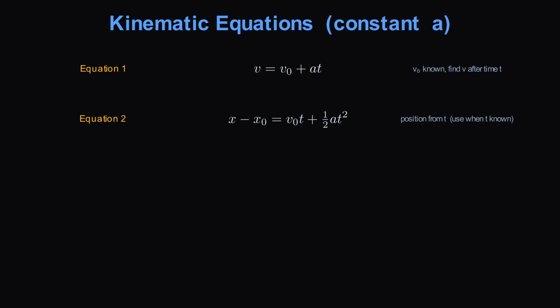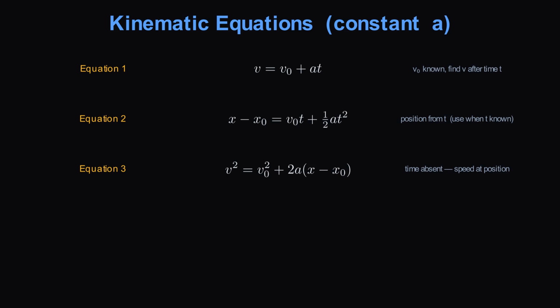Equation 1. v equals v0 plus a times t. This is just the definition of constant acceleration rearranged. If you start with velocity v0 and accelerate at rate a for time t, you end up with velocity v. On a velocity time graph, this is a straight line. Constant slope equals constant acceleration.